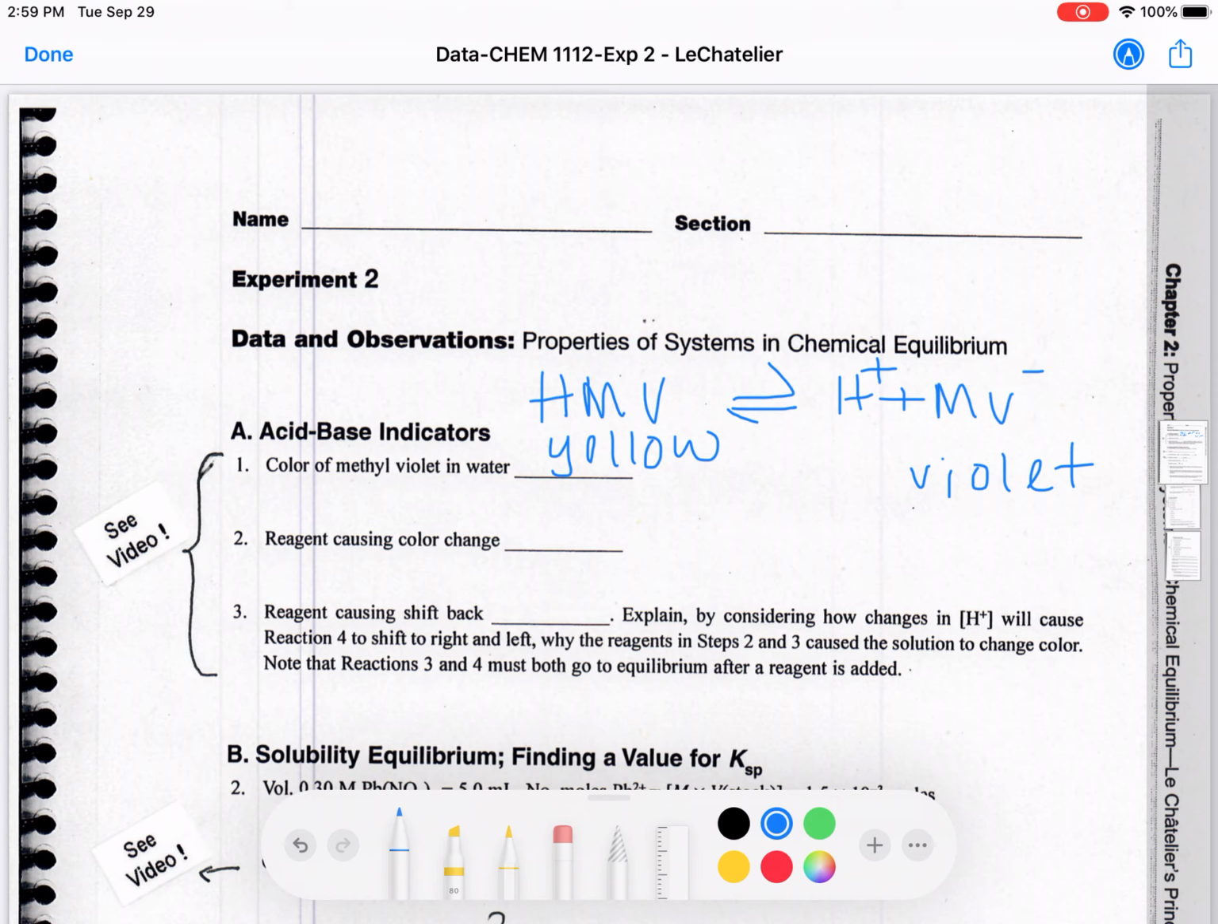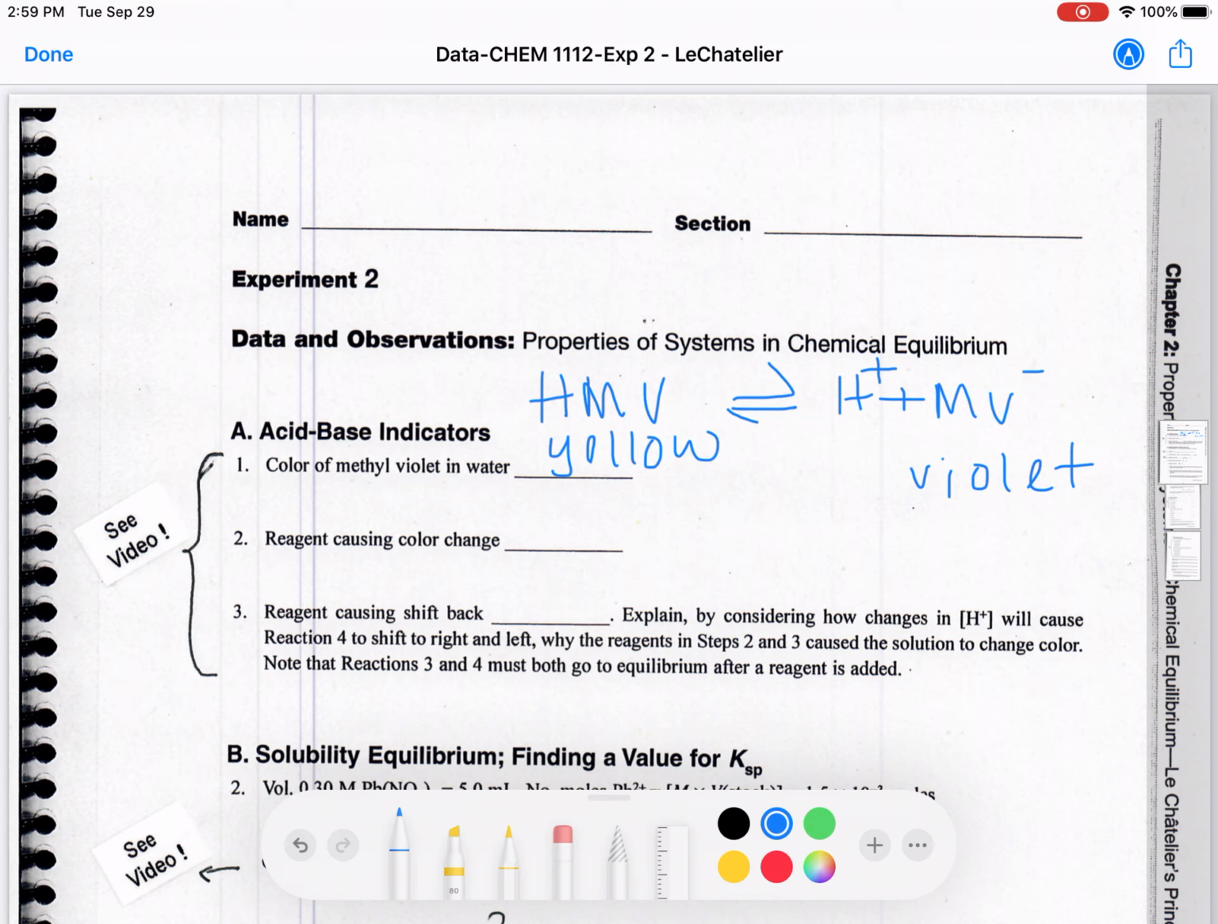For the color of the methyl violet in water, you can watch the video and write down the color. Then you know in water which form it exists. If it is yellow in color, then HMV is the form that it exists. And if it is violet in color, that's Mv minus. But you only have to write the color of the methyl violet in water.